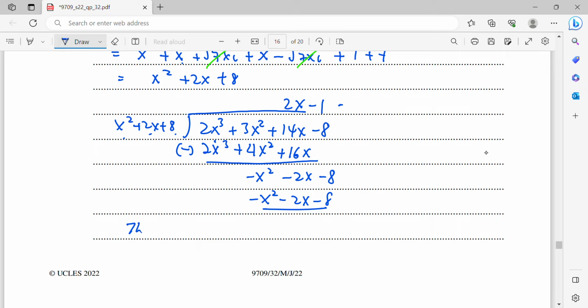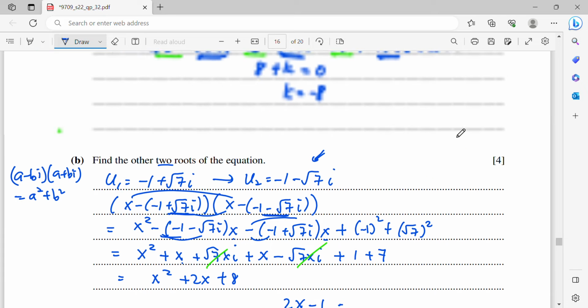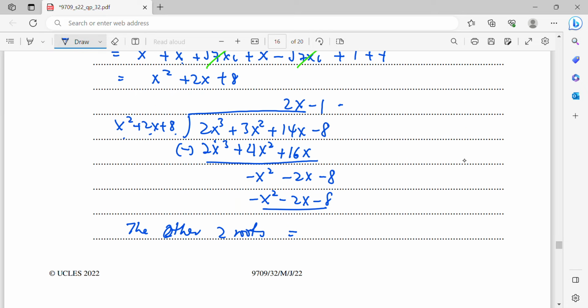So now the other two roots equal to the conjugate, minus 1 minus square root 7i, and this is my another factor. So when I let this be 0, my x is going to be half.